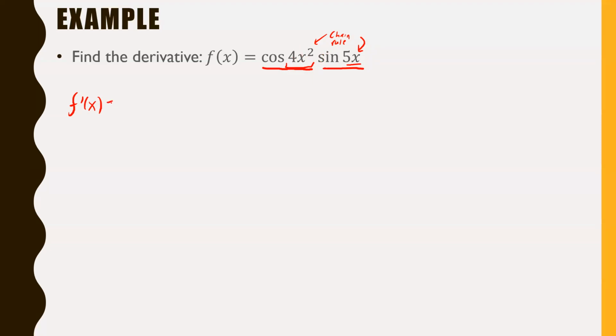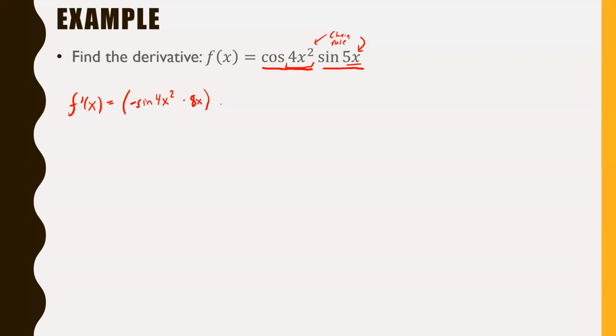Anyway, so if we're going to take the derivative of this, the overarching thing going on here is product rule. So we'll take the derivative of the first thing. Well, the derivative of cosine 4x squared is going to be using the chain rule, of course. So the derivative of the outside of that would be negative sine 4x squared. But then we have to multiply by the derivative of the inside. Well, the derivative of the inside of this function, so the derivative of 4x squared, would be just 8x.